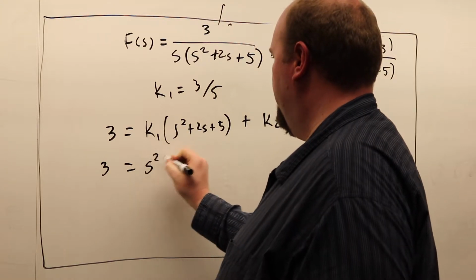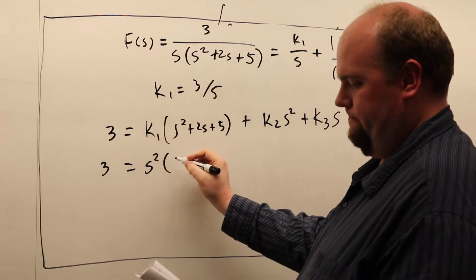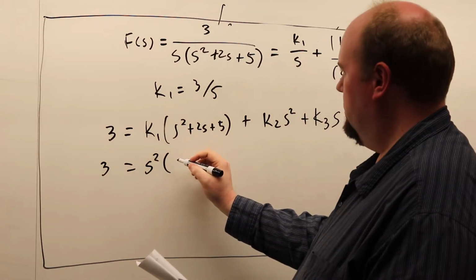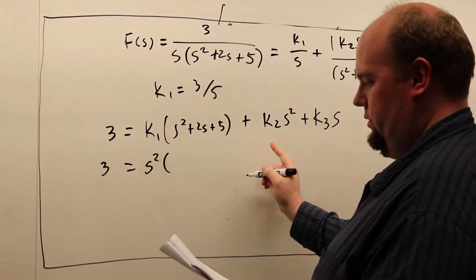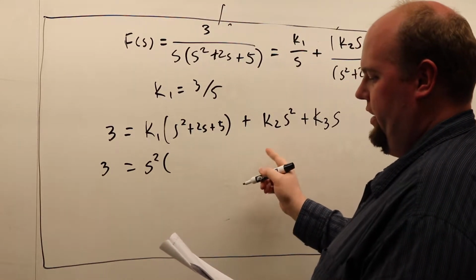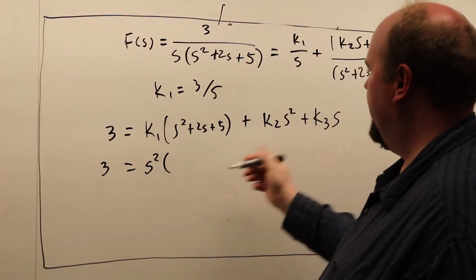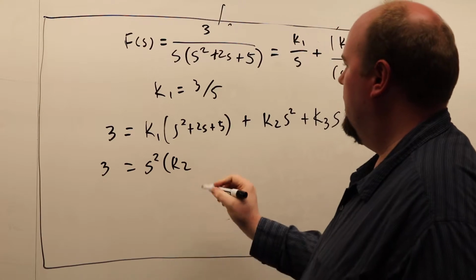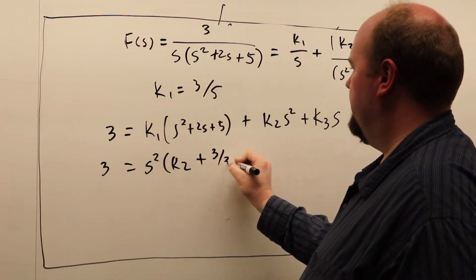Our s squared term is going to be, we have a k1s squared. So we have a k2s squared. We have a k1s squared, but we know k1 is 3/5. So it's going to be plus 3/5.